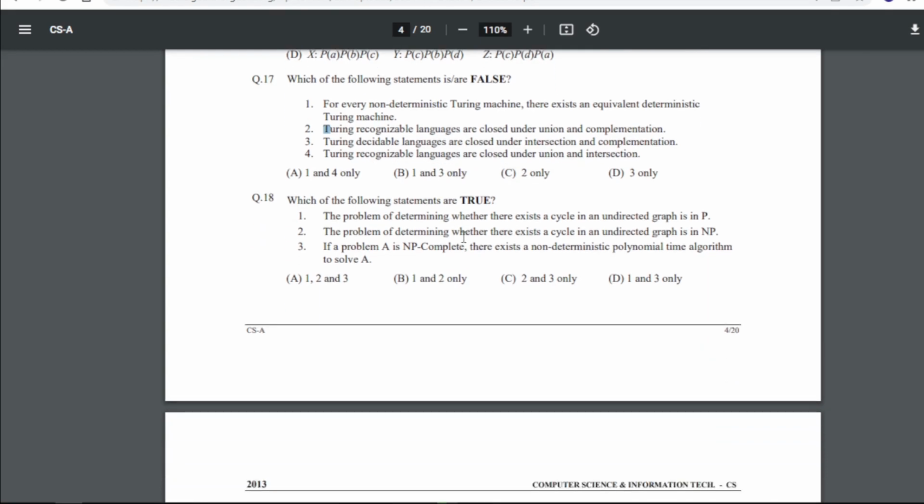18th is which of the following statements are true? So again, what this is saying is that the problem of determining whether there exists a cycle in an undirected graph is in P, polynomial. So this is true. So for 18, this is true, right? Now second, it is asking whether the problem of determining whether there exists a cycle in an undirected graph is in NP. This is also true. Third is: if a problem A is NP complete, there exists a non-deterministic polynomial time algorithm to solve it. Yeah, this is also true. So if all these are true, the answer will be A.